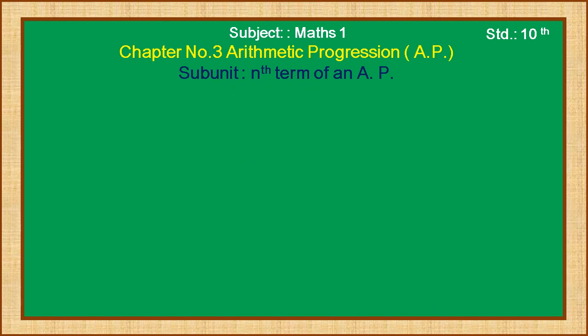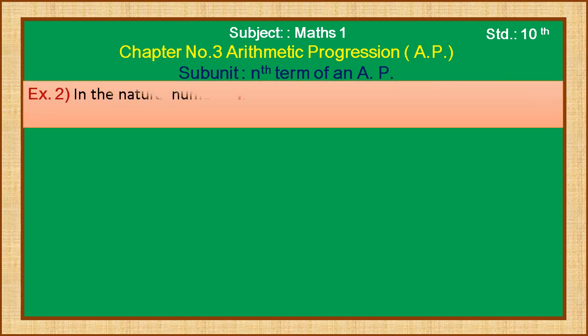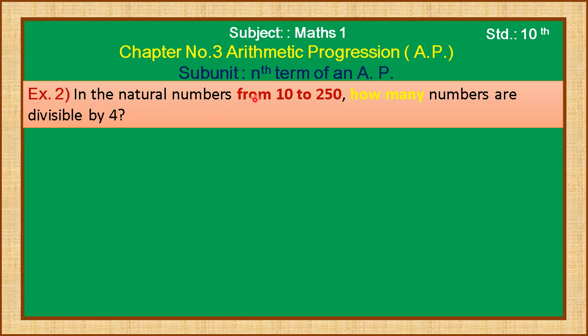Let's solve example number 2. Example number 2 is: in the natural numbers from 10 to 250, how many numbers are divisible by 4? The condition is given that the natural numbers are from 10 to 250, and here there is the word "how many".